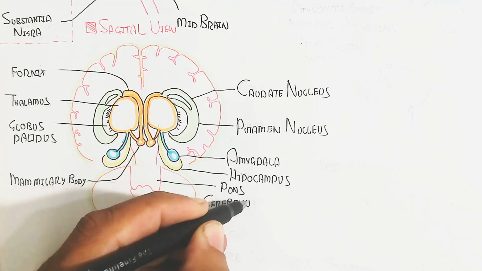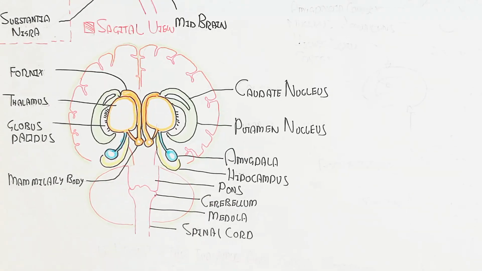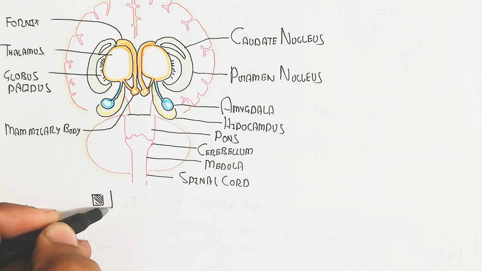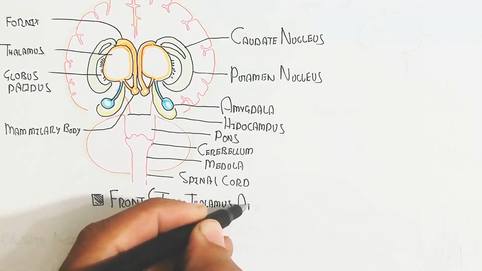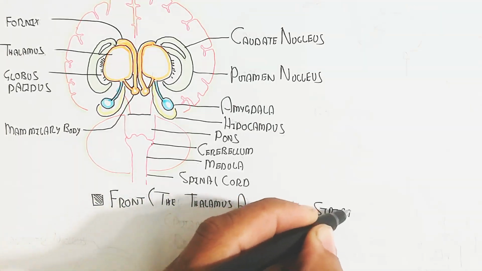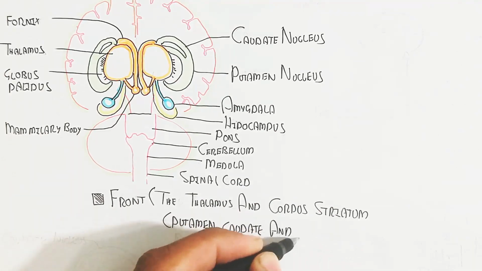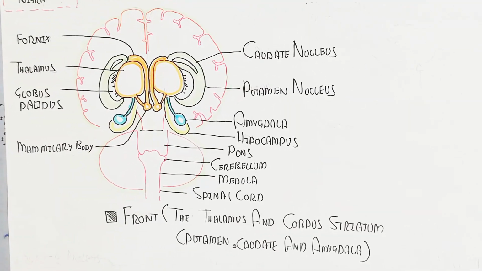Hippocampus is used for long-term memory and emotion, and stores the memory. This is the pons and cerebellum and medulla and spinal cord. So this is the front view. The thalamus and the corpus striatum contain putamen, caudate and amygdala, which have been split out to show detail here.